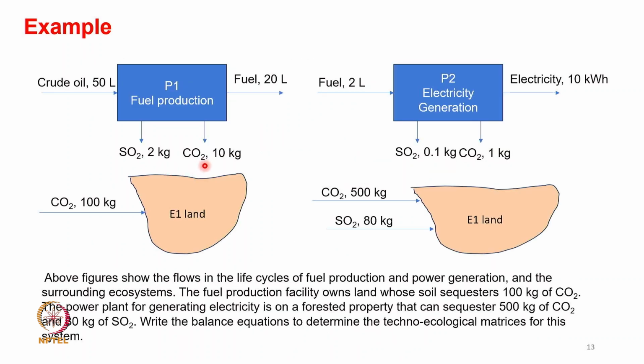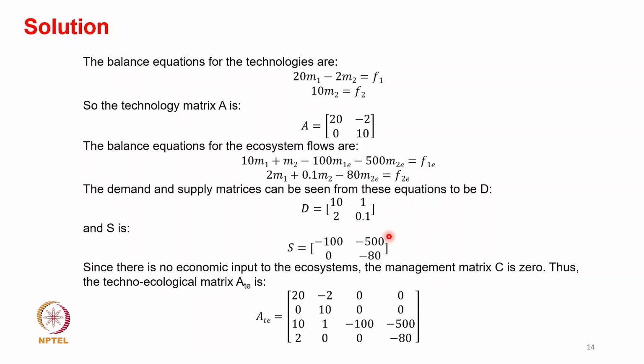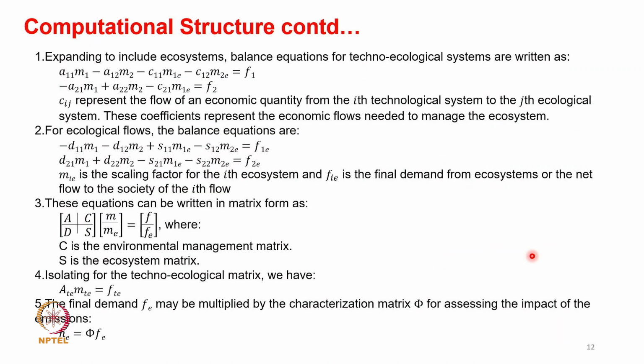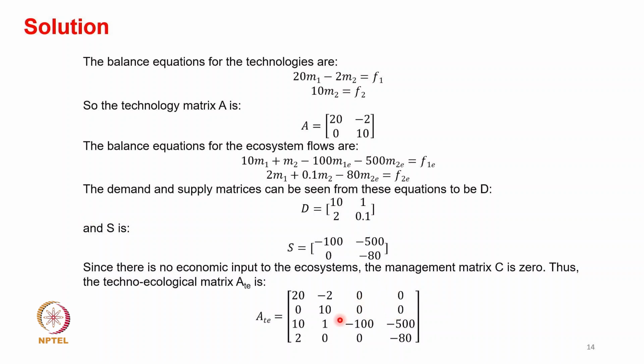So if you go ahead, 2 plus 0.1. Again, in this case there is no sequestration, but in this case it is 80. Now if you integrate these parts together, it would be 10, 1, 2 and 0.1. Now we can integrate the S matrix: it would be minus 100, minus 500, and 0 and minus 80. So now how to integrate all of them together? It would be like a nice block matrix system. Since there is no economic input to the ecosystems, the management matrix C, which is recorded here, is 0. So that would be 0 0 0 0. Thus the technological matrix ATE is of this large structure.